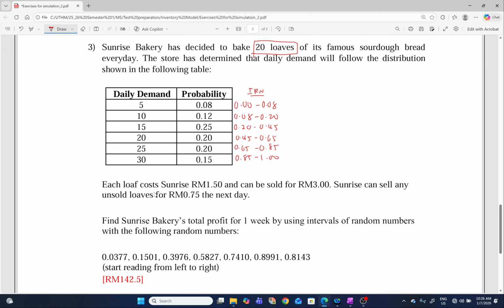Each loaf cost dia berapa? Cost dia, okay, nak buat satu loaf tu 1.5 and selling price is 3. And kalau you see, Sunrise can sell any unsold loaf for 0.75. Kalau dia tak dapat dijual, roti itu akan dijual the next day. Berapa? 0. So we call this as salvage.